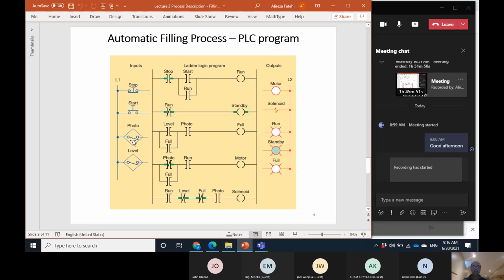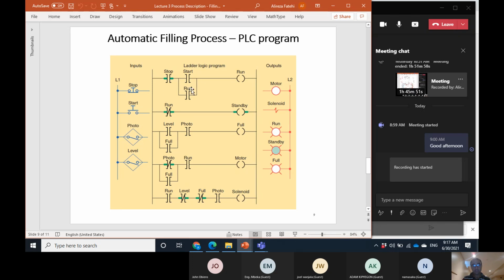It means that if there is not any box, the photo sensor is open. The photo sensor closes when it activates, which means when there is a box in front of it. The level sensor, similarly, is normally open, so the switch is open if there is not sufficient material in the box. If there is sufficient material in the box, it closes, because in that case it activates. So all the diagrams are shown in the normal state.